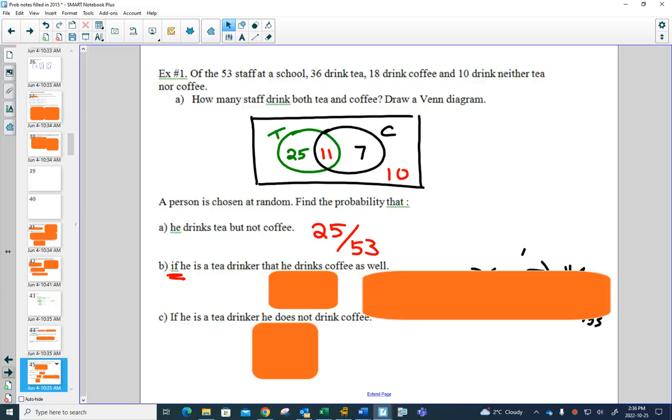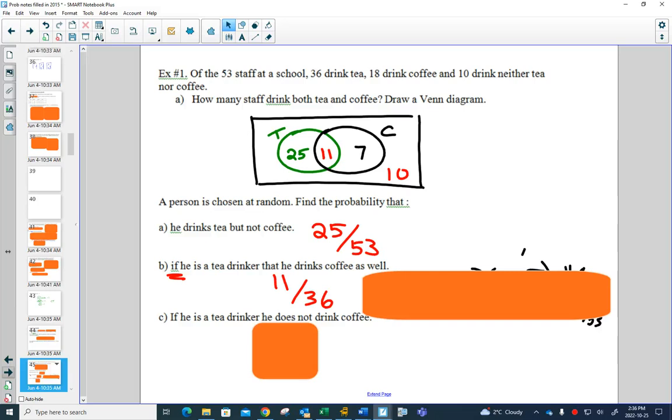If he is a tea drinker, does he drink coffee as well? This is a conditional probability because a condition was given. We know the person is a tea drinker. So now, with a Venn diagram, we could do this question directly. But our total won't be 53 anymore. Our total on the bottom of the fraction, because we know they're a tea drinker, is going to be 36 on the bottom. Does that make sense? Because you're told they're a tea drinker, your total now is only 36 people that you're thinking about. How many of those 36 drink coffee as well? 11.